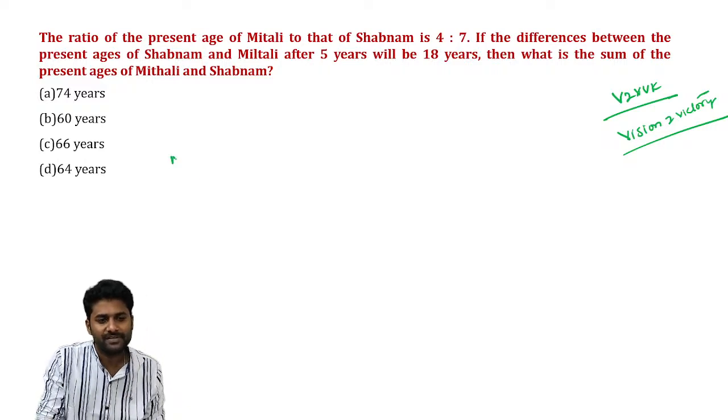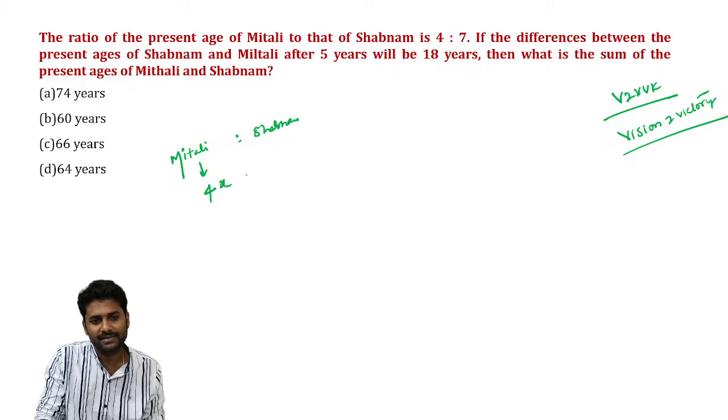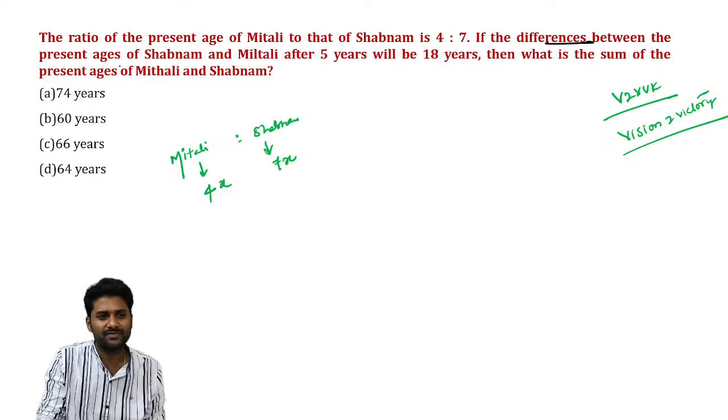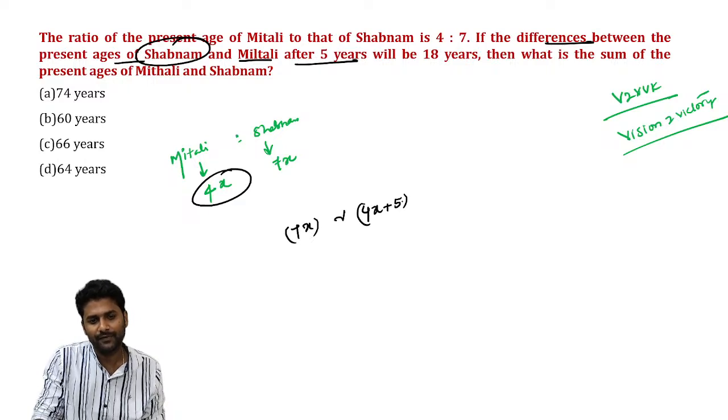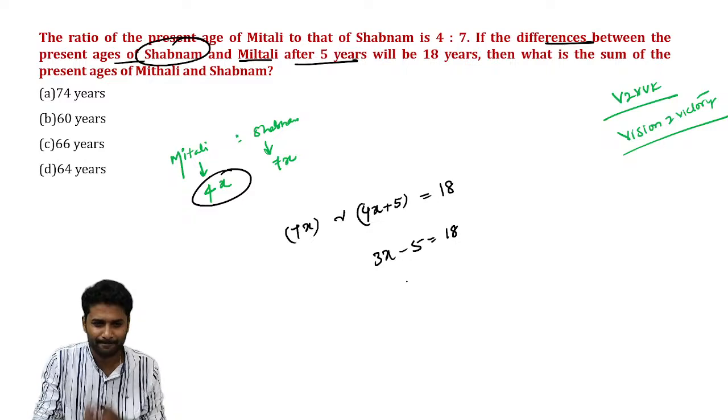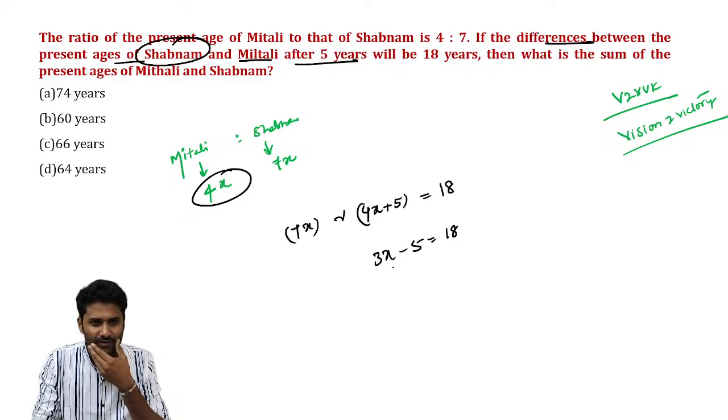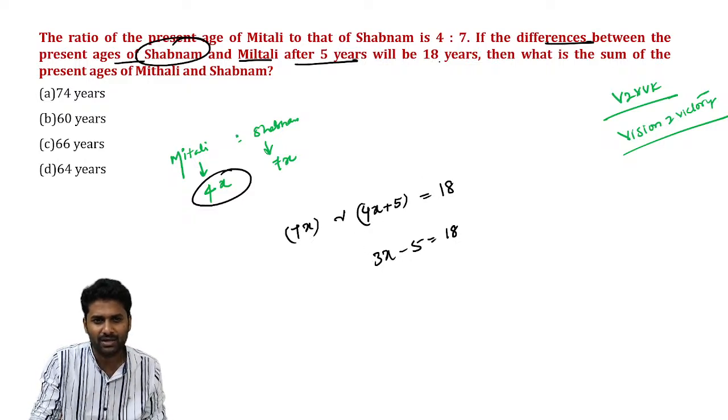Now see, first of all, Maithili and Shabnam. Let us take the present age as 4x and the present age as 7x. Now the difference between the age of Shabnam, which is 7x, and Maithili after 5 years, her age is 4x plus 5. If you find the difference, then it becomes 18. So 3x minus 5 is equal to 18. Shabnam is 7x, right? Okay.